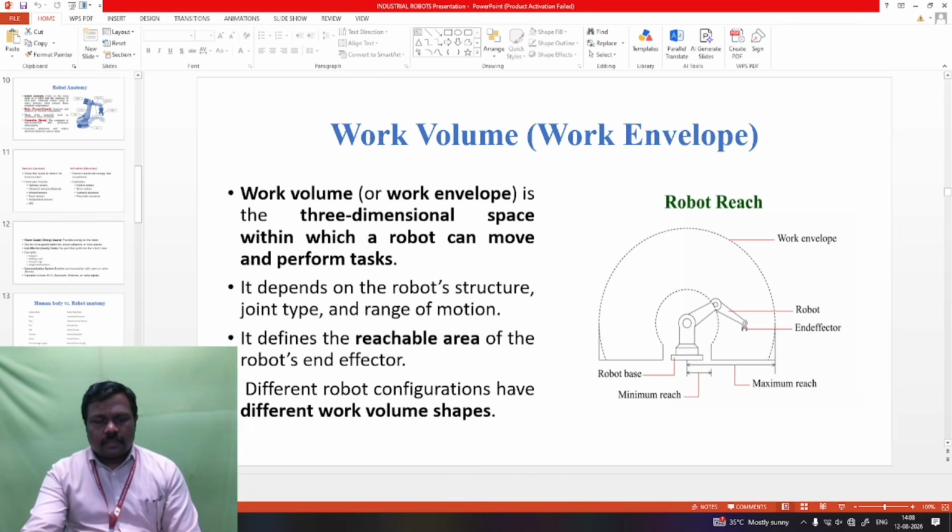Then the next part is the work volume. Work volume, or work envelope, is the robot's. So first of all, work volume is the three-dimensional space within which a robot can move and perform tasks. The work volume depends upon the robot structure, joint type and range of motion. Work volume is the reachable area of the robot's end effector. Different robot configurations have different work volume shapes.